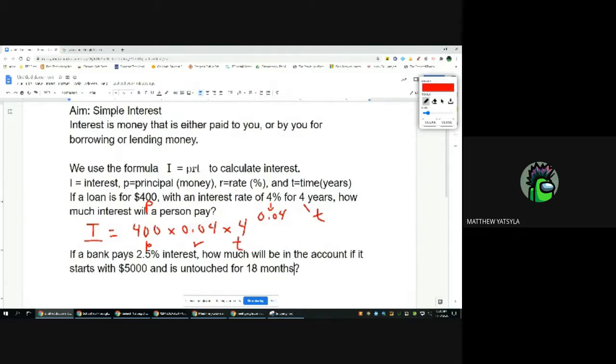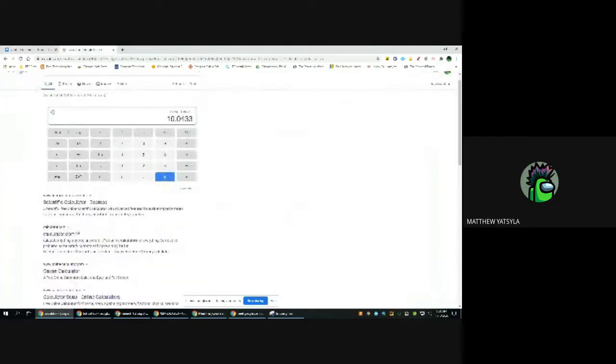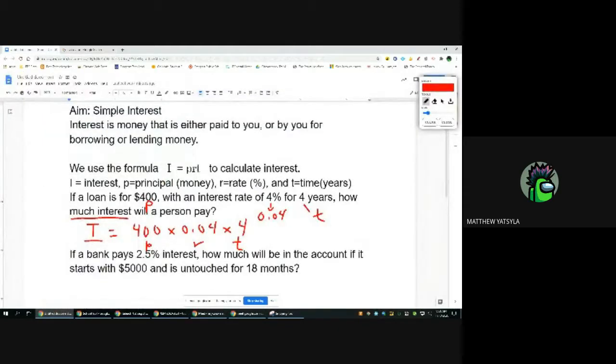So we're looking for how much interest. We don't care about what's in the account. We just care about how much interest. So 400 times 0.04 times 4. You're going to wind up paying $64. So in this case, your interest is $64 over those 4 years. All right, so that's going to be your interest.